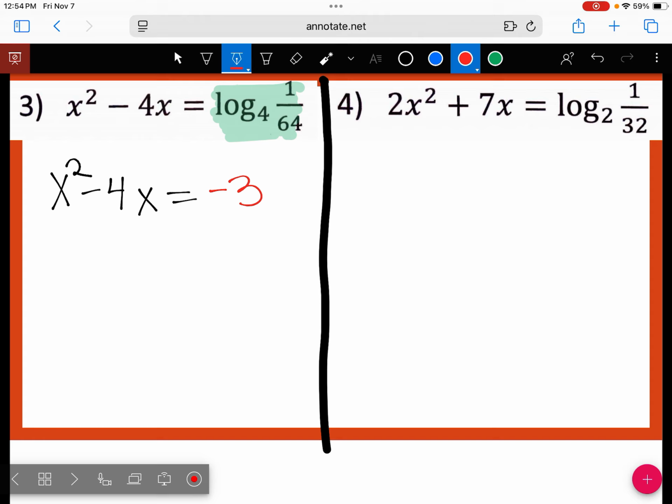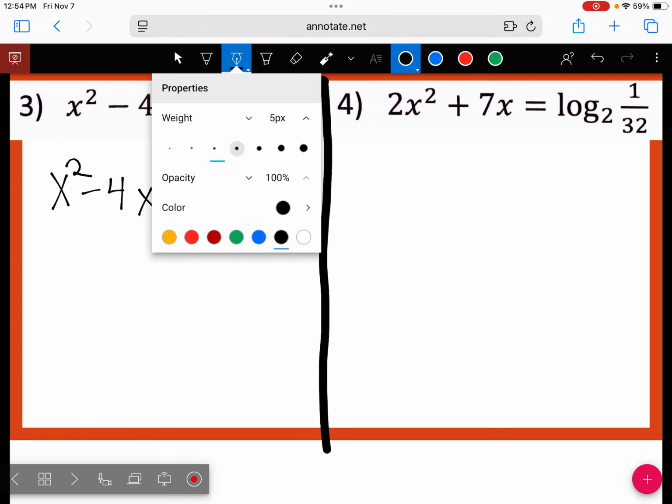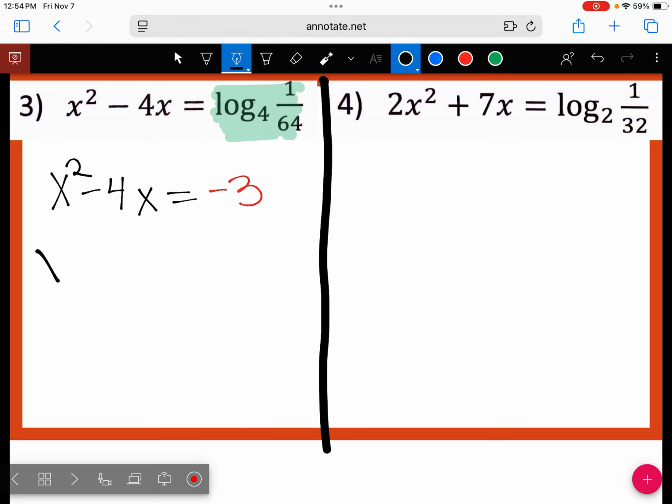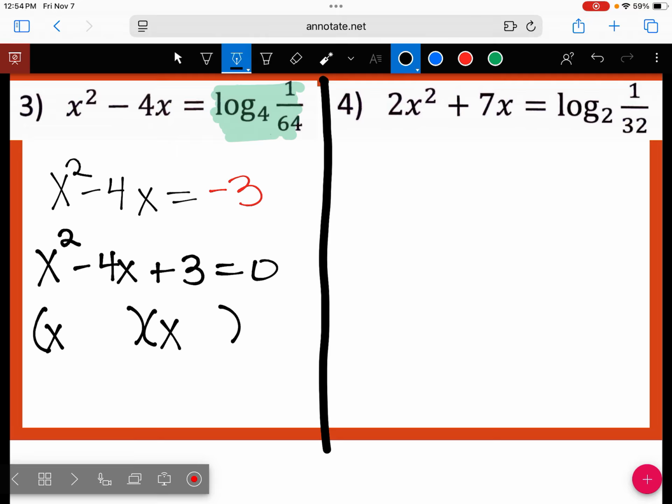All right, so we have x squared minus 4x plus 3. Let's go ahead and factor it down. We need two numbers that multiply to +3 and add to -4. So two numbers that multiply to +3 and add to -4. What'd you say? Yep, -3 and -1.